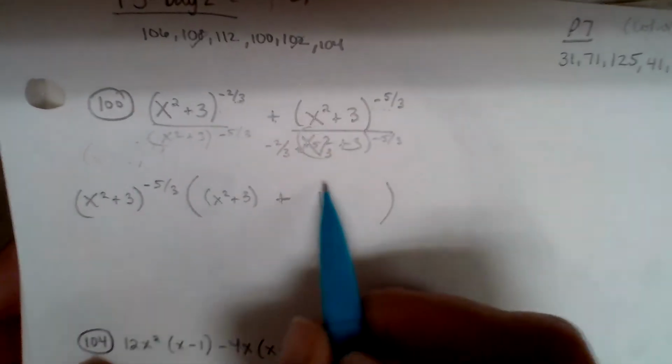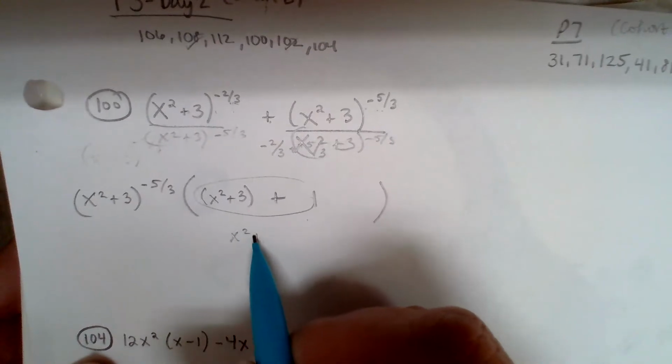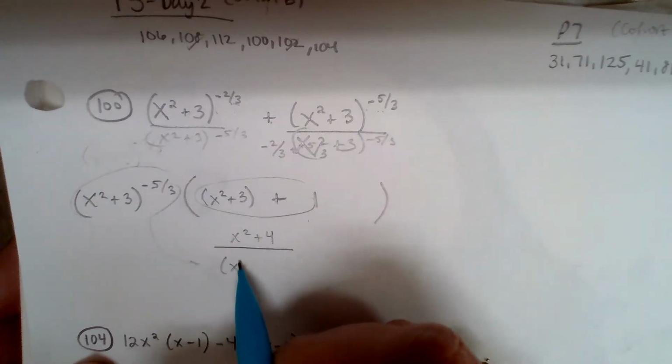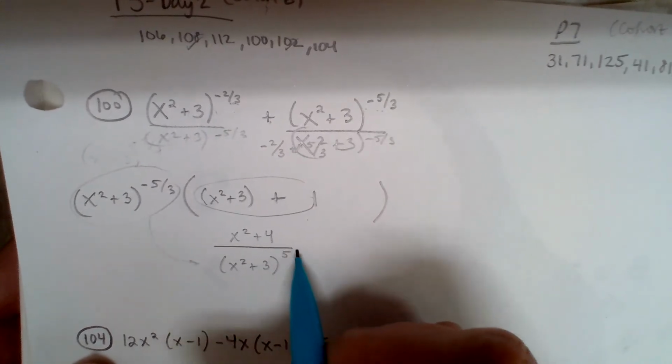So when I'm cleaning this up, this is going to become x squared plus 4, and this is going to move to the denominator as x squared plus 3 to the positive 5/3.